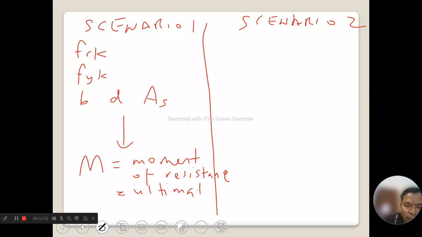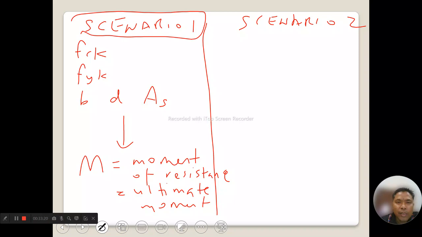So apa dia ultimate moment ni? Ultimate moment meaning that the maximum moment that you can apply to section, tak kisahlah dia singly ke doubly ke, sebelum dia pecah, rosak, damage. Okay, that is scenario 1. Scenario 2 dia terbalik. The moment is given. Scenario 1 tadi moment tak diberi tapi you kena cari. Scenario kedua pula, moment siap-siap dibagi. Moment yang dibagi adalah moment yang maksimum. Dan biasanya moment diberi ni daripada mana?